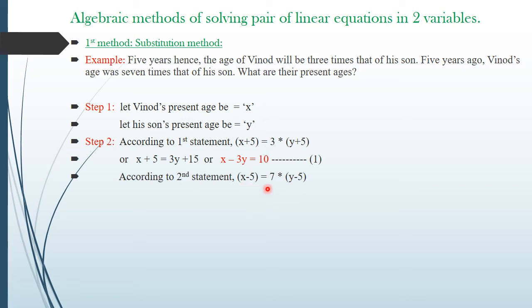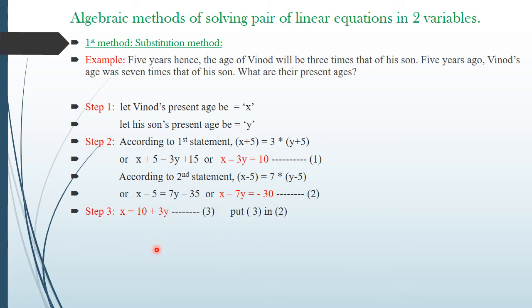Therefore x minus 5 will be equal to 7 into y minus 5 according to the second statement. When we simplify this, we will get x minus 5 is equal to 7y minus 7 into 5, that is 35. So when I keep this in the form of standard equation, that is x minus 7y is equal to minus 30. That is the second equation that I have got. Now I have got 2 equations which will make one pair, and I can solve this pair of linear equations. Let us see how we can solve this by the substitution method.